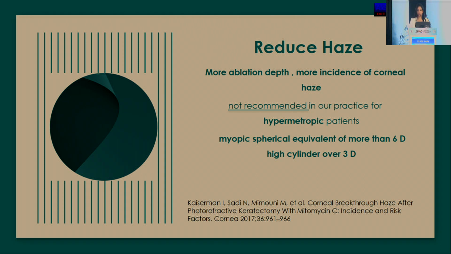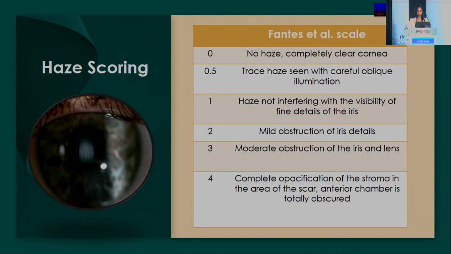So apart from the change in the technique of epithelium abrasion, we can reduce the haze by, so there is a direct relation. When there is more ablation depth, there is more incidence of corneal haze. So in our practice, surface ablation is contraindicated in hypermetropic patients, in myopia with spherical equivalent of more than 6 diopters, or even high cylinders over 3 diopters. So hyperopic and large myopic or astigmatic corrections carry higher risk of haze.